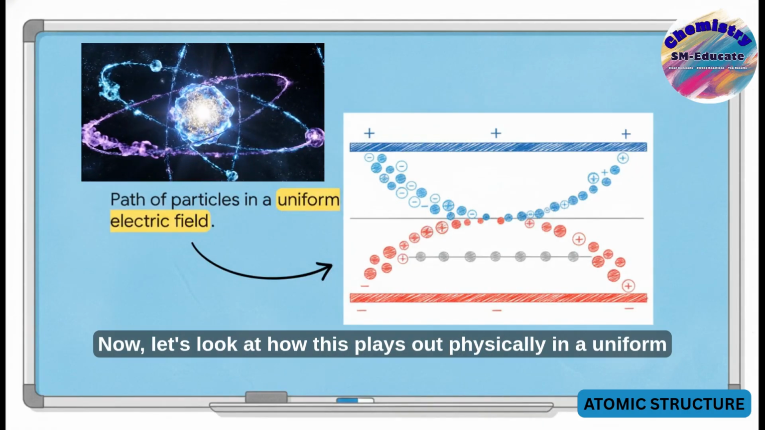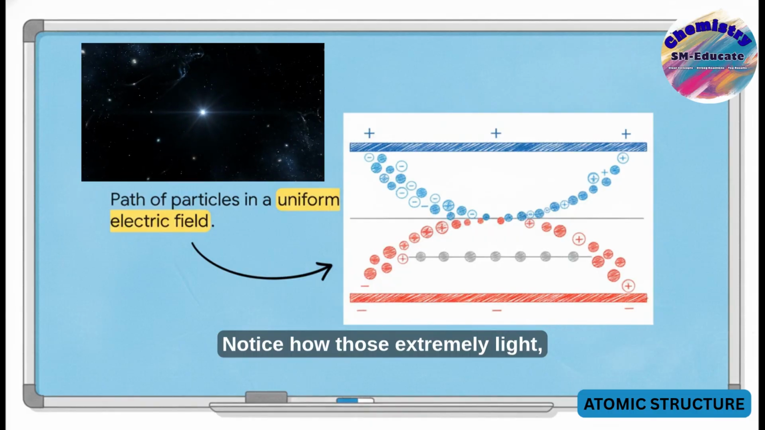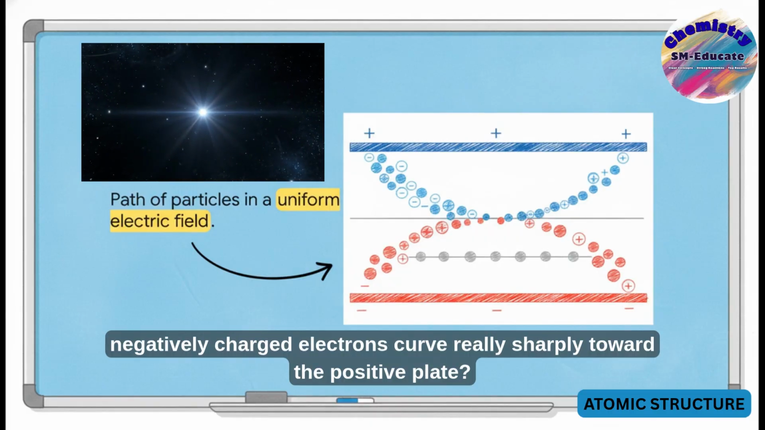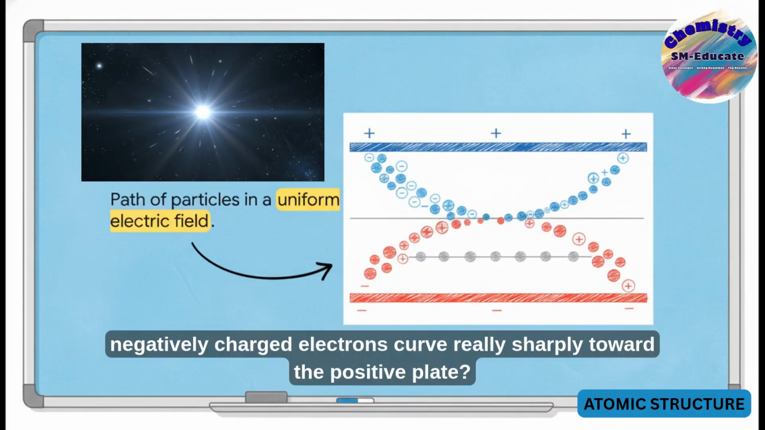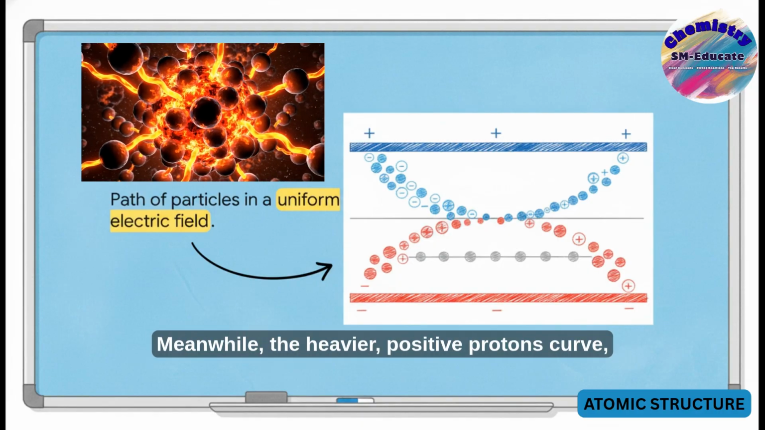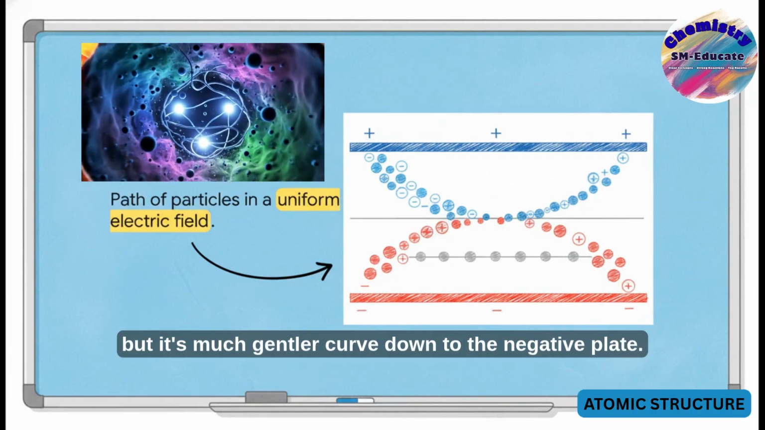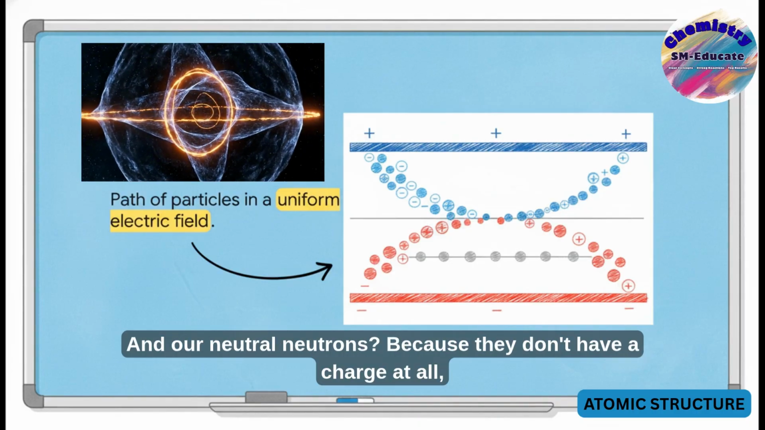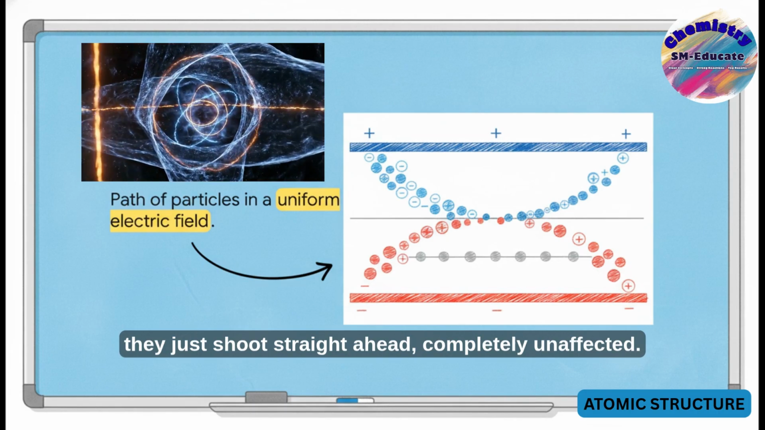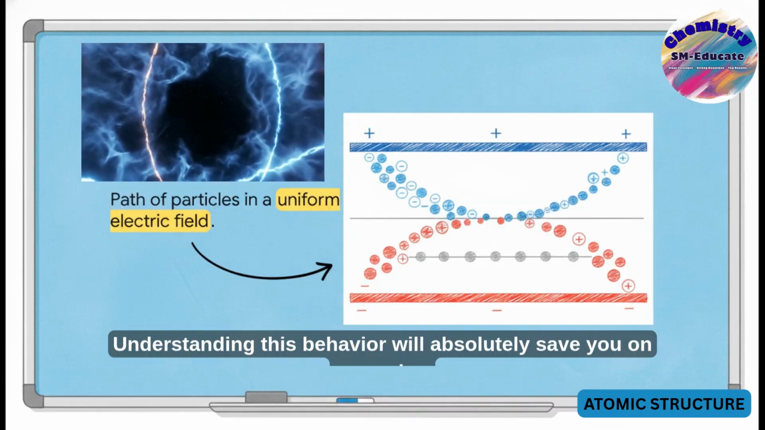Now, let's look at how this plays out physically in a uniform electric field. Notice how those extremely light, negatively charged electrons curve really sharply toward the positive plate. Opposites attract, so they get pulled in super easily. Meanwhile, the heavier, positive protons curve, but it's a much gentler curve down to the negative plate. And our neutral neutrons? Because they don't have a charge at all, they just shoot straight ahead, completely unaffected. Understanding this behavior will absolutely save you on exam day.